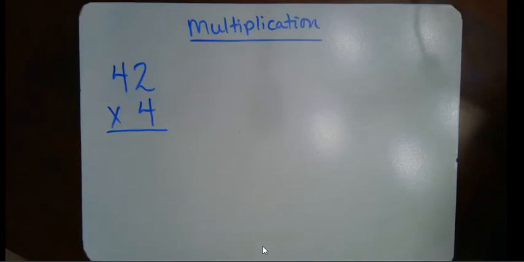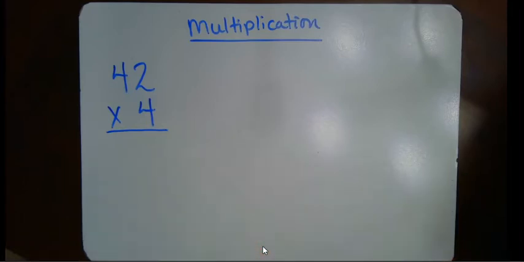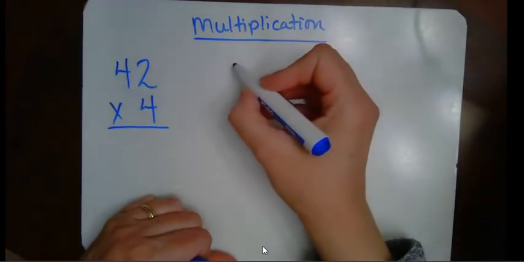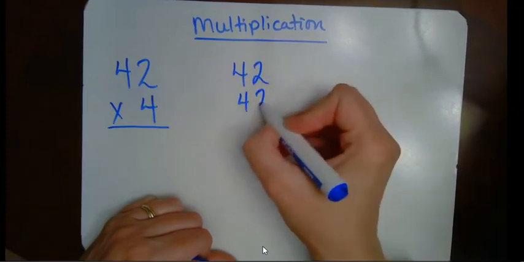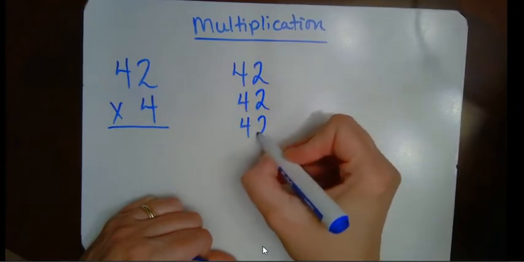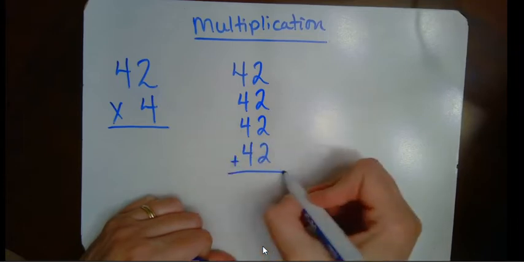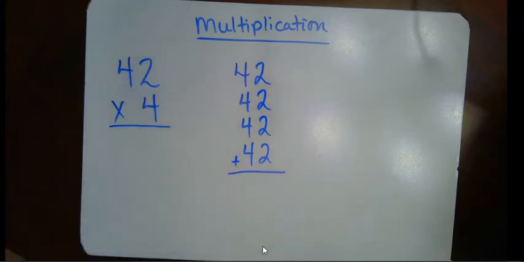All right, let's talk about the standard algorithm for multiplication. And what we're going to do is relate it to what multiplication really is, which is repeated addition. So instead of thinking about 42 times 4, let's write it out as a repeated math problem. I'm going to write 42 four times, and we're going to add it together because we want to understand the process of the algorithm.